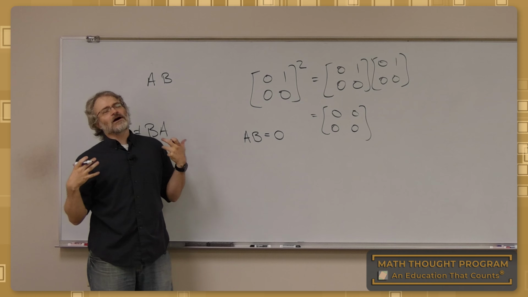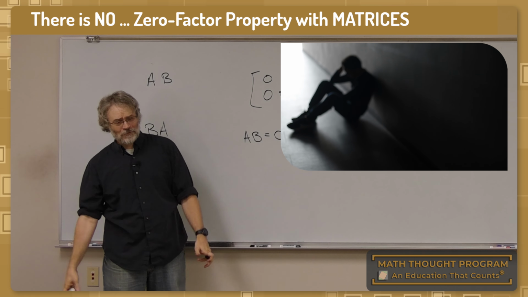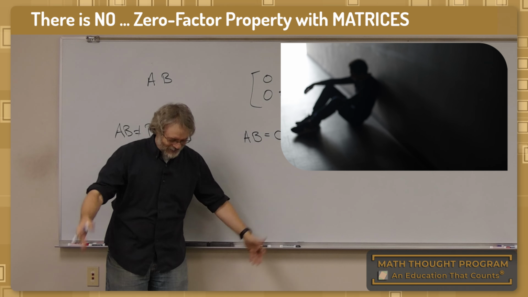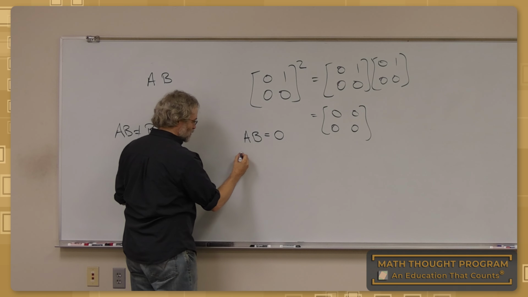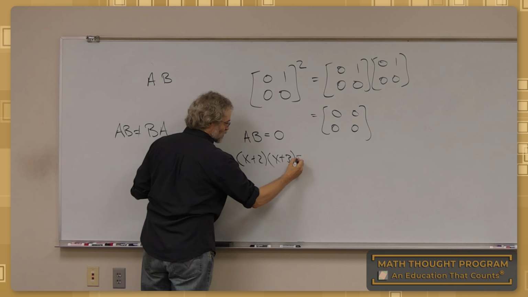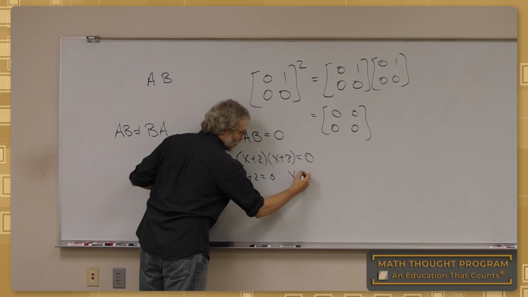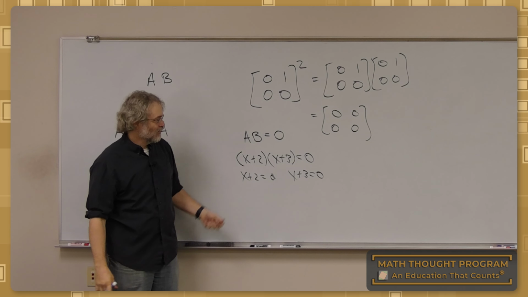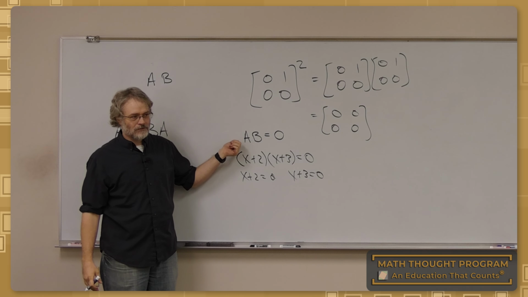I took two non-zero matrices. I multiplied them together, and I got a zero matrix. So something that we love, the whole entire zero factor property. I love that property. It's gone now. I didn't realize how much I loved it. Because when I'm solving polynomials, I would first factor it, and then set equal to 0, and then solve. It was great. Those days are gone.